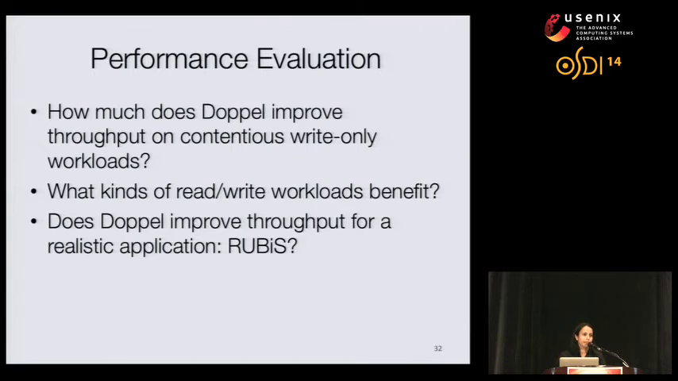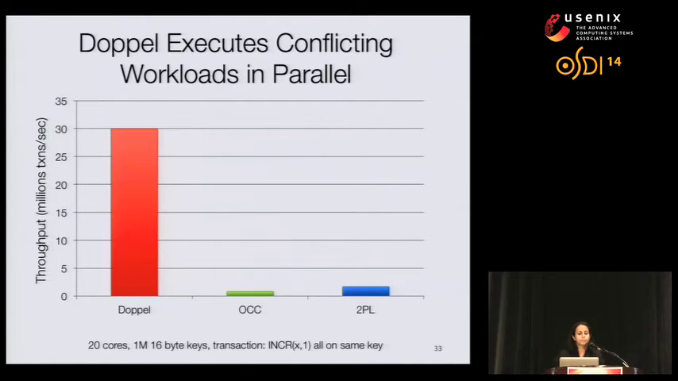Okay, so here are the questions we want to answer in this performance evaluation. First of all, how much does Doppel improve throughput on contentious write-heavy workloads? Second, what kinds of read-write workloads can benefit? And third, does Doppel improve throughput for a realistic application that might have many different kinds of operations and transactions? We're going to use the Rubis auction benchmark to answer that. So let's get to the first question.